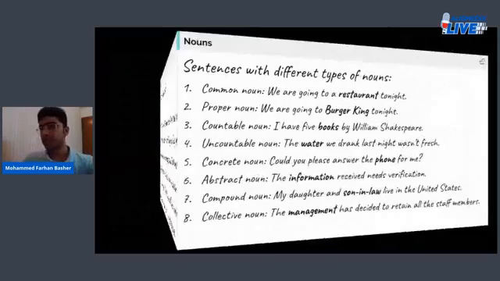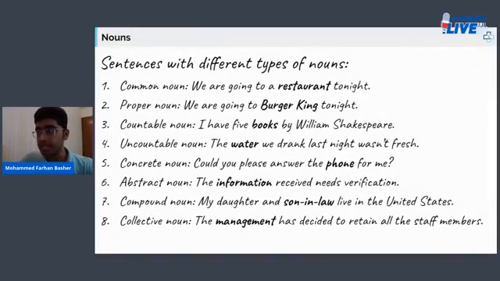Now, let's take a look at some sentences with the types of nouns discussed. Number one, common noun. We are going to a restaurant tonight. Here, the word restaurant is bolded, and as you can see, restaurant in this case is a common noun. Why so? That's because you have not taken any specific name. You're not referring to any specific restaurant. You're just saying that you're going to a restaurant tonight. And now that restaurant can be any restaurant, right? So restaurant is a common noun.